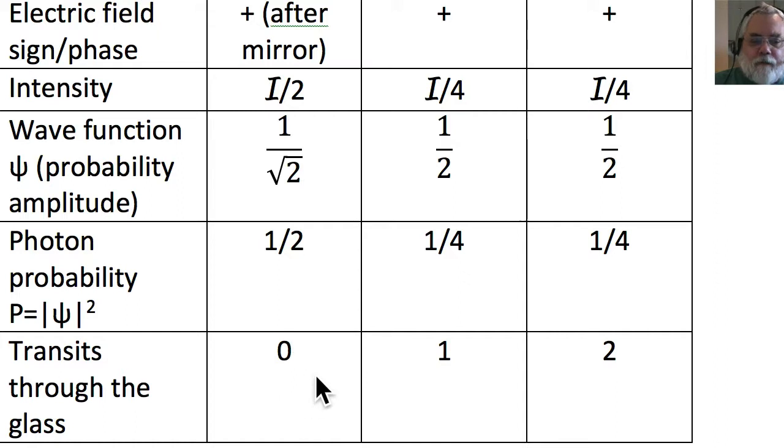The bottom path had no transits through the glass, but it experiences one transit of the glass in heading toward D0 and two transits of the glass heading toward detector D1.